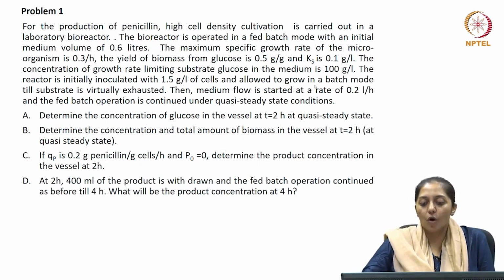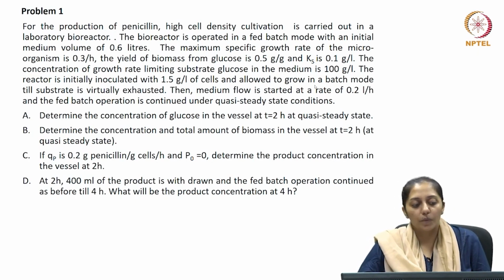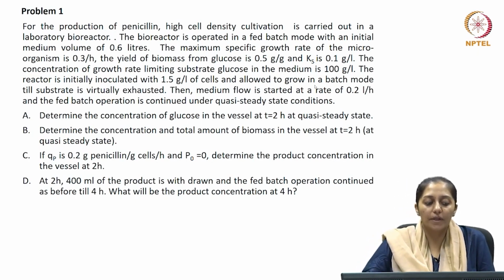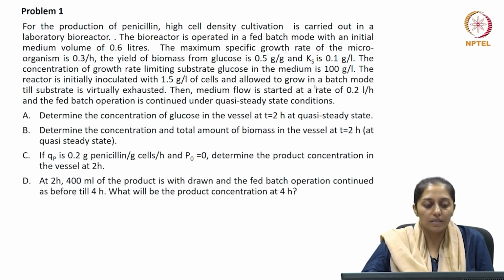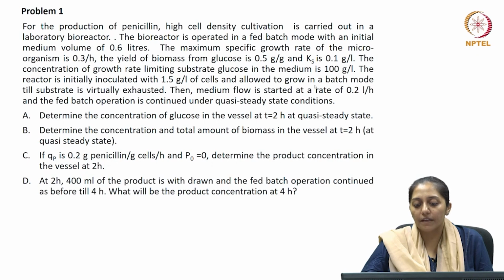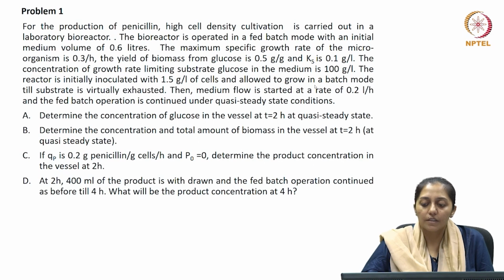The bioreactor is operated in a fed batch mode with an initial medium volume of 0.6 liters. The maximum specific growth rate of the microorganism is 0.3 hour inverse. The yield coefficient of biomass with respect to the substrate, which is glucose here, is given as 0.5 gram per gram. And the Monod saturation constant is 0.1 grams per liter. The concentration of growth rate limiting substrate, glucose, in the medium is 100 grams per liter.